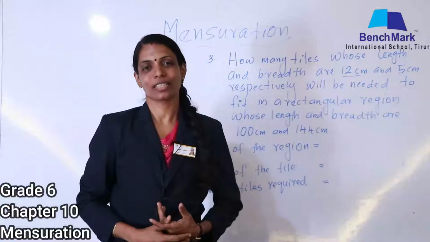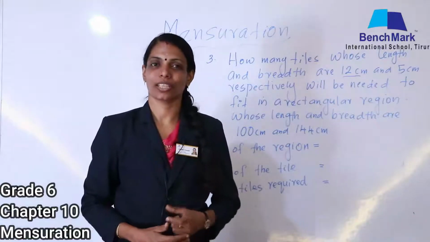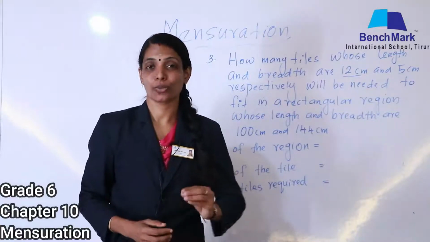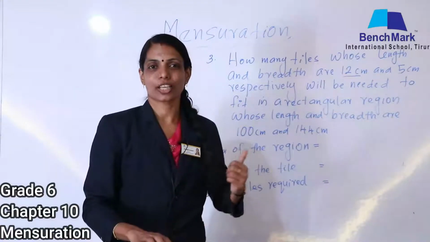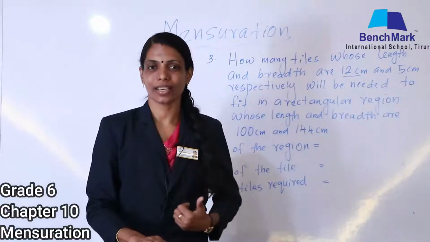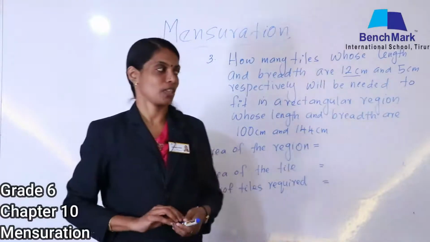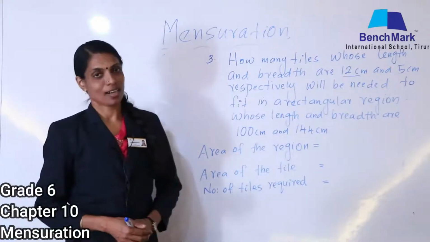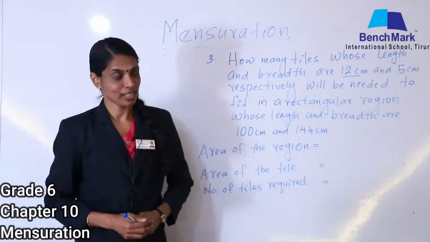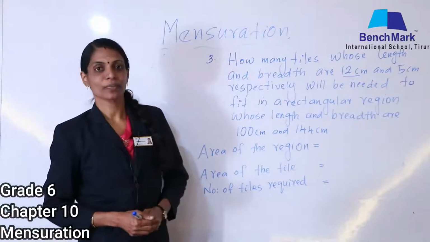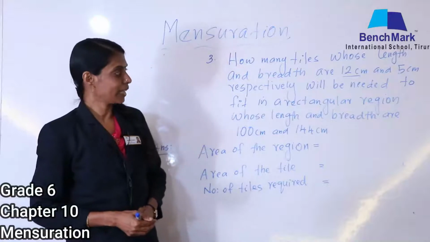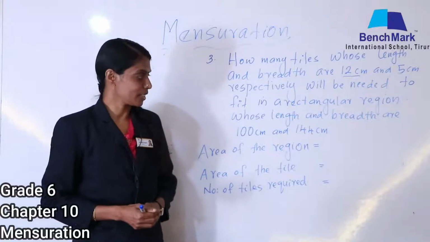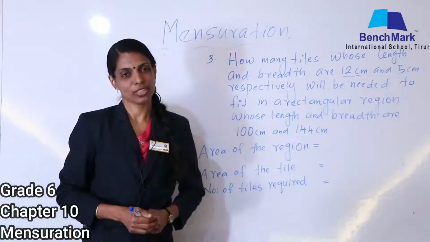Let's look at some of the daily life situations where we are using area. You might have seen the tiling process going on when the house construction is done. So here is such a question where we are using area in daily life. Let's see the question. How many tiles whose length and breadth are 12 centimeters and 5 centimeters respectively will be needed to fit in a rectangular region whose length and breadth are 100 centimeters and 144 centimeters?